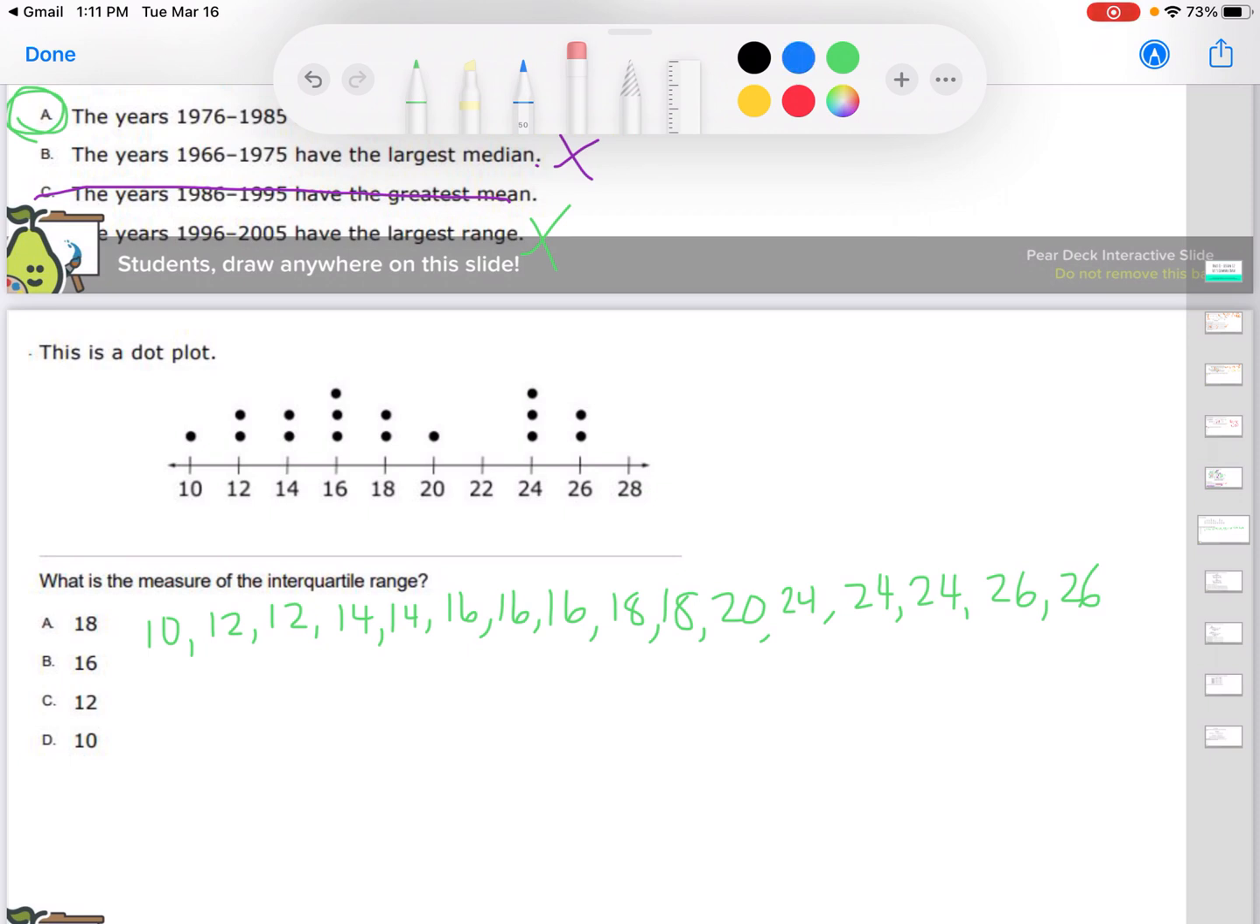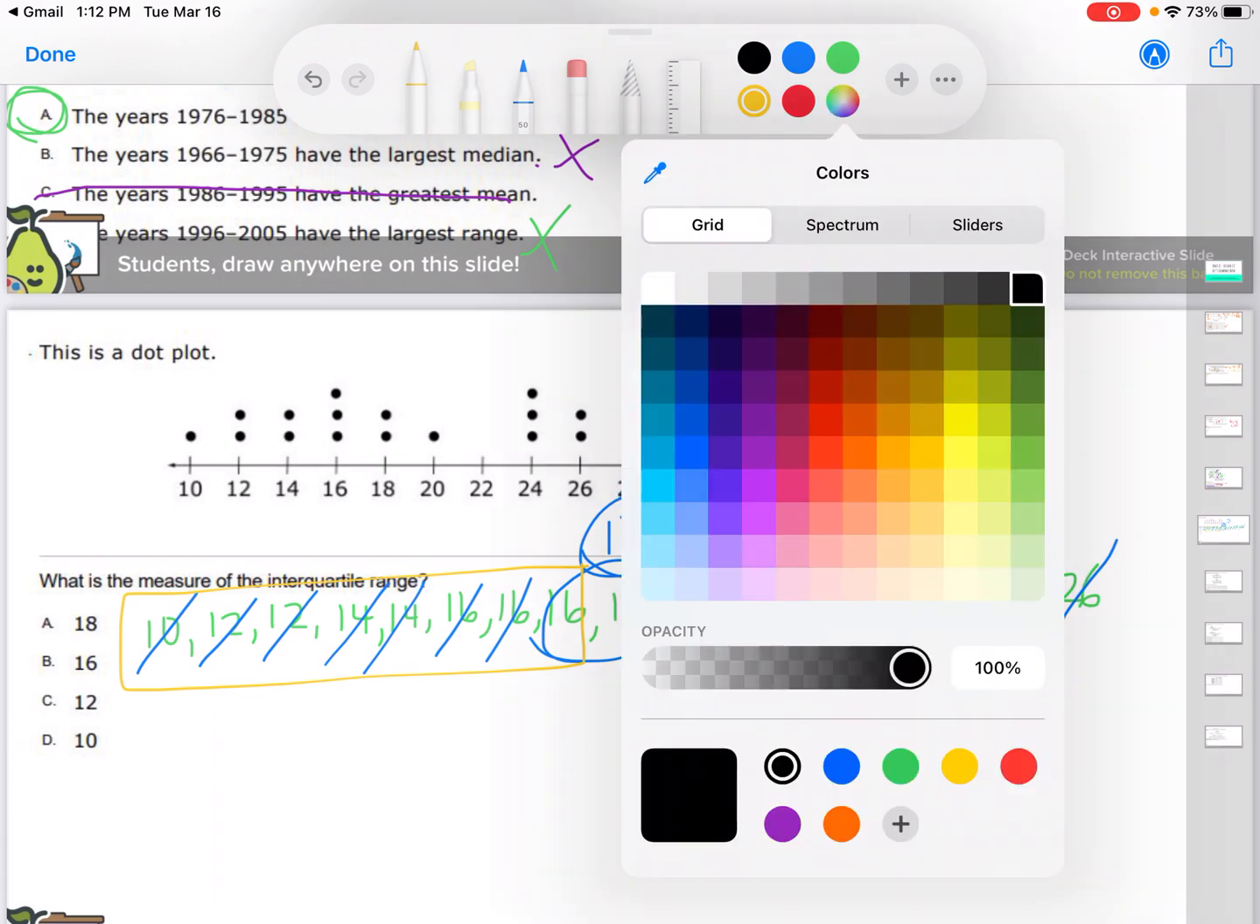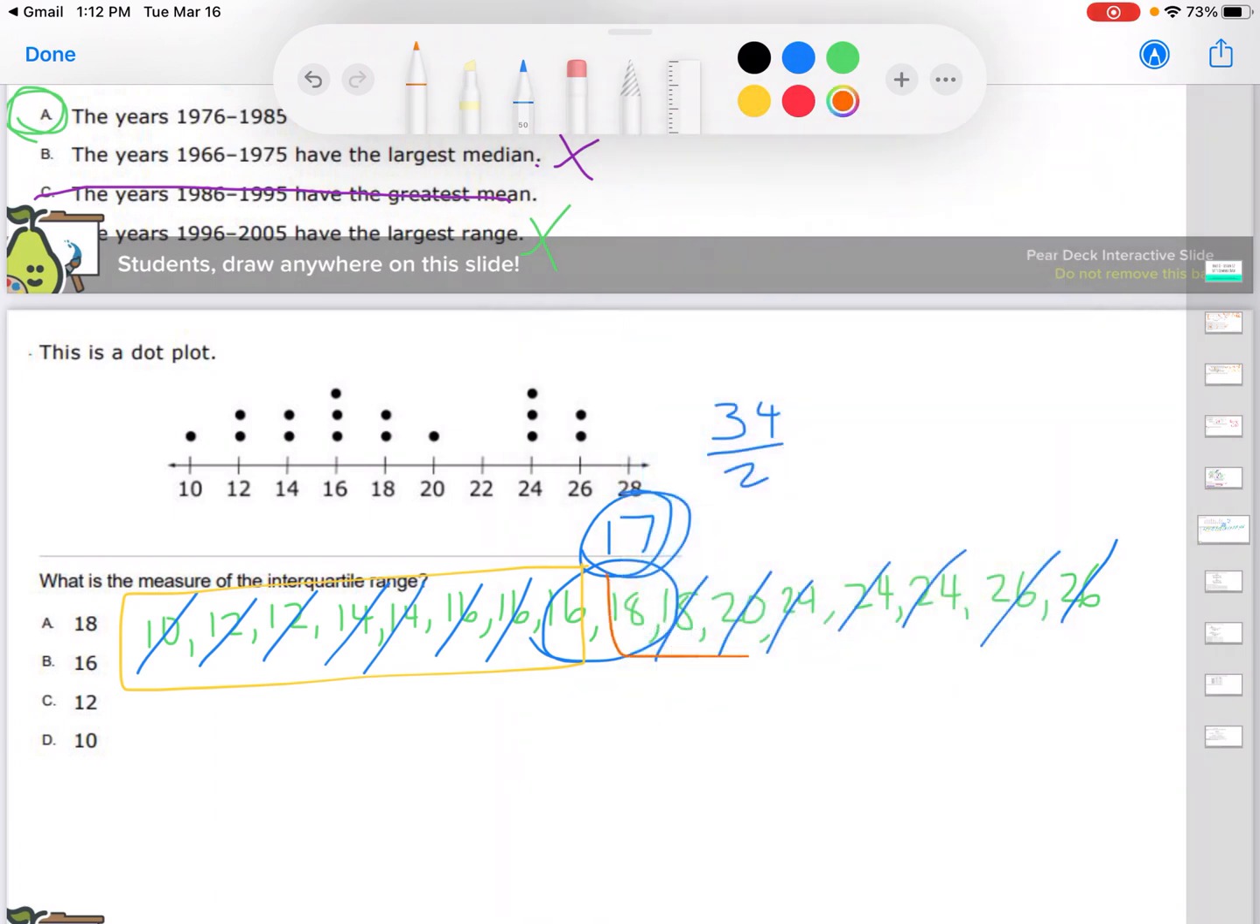So remember, interquartile range is where I cross out and I find that median first. So I'm crossing each side until I find that middle number. So I have 2 numbers in the middle. So 16 plus 18 is going to give me 34. And I'm going to divide that by 2 and I'm going to get 17. So the median is 17. So now I'm going to find the median of the lower half and the median of the upper half.